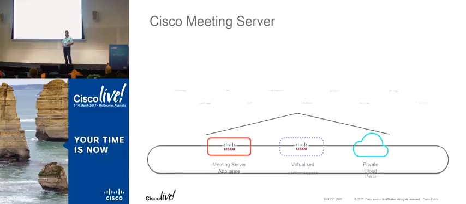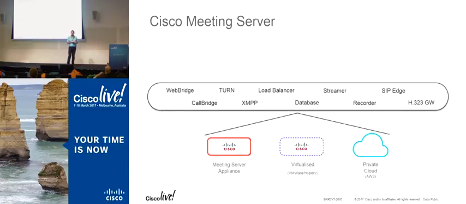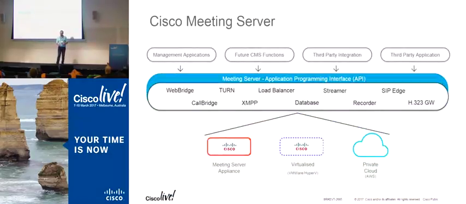This software-based platform has multiple components within that. So it's a single platform that has components that we enable or disable based on what role we want the Cisco Meeting Server to achieve. And I'll go through that in a bit more detail. Over and above that, we have the application programming interface to be able to add management applications, third-party integrations, and third-party applications into that. So it really is enabling us to modify this platform to suit our own requirements.